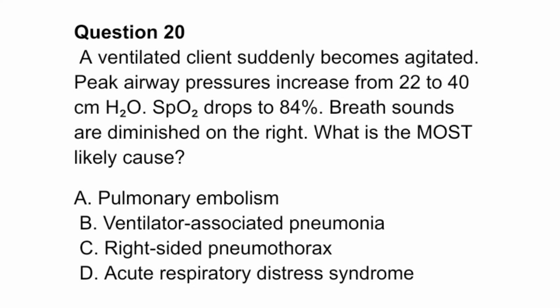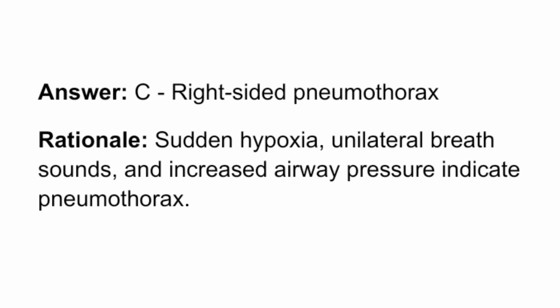Question 22. A ventilated client suddenly becomes agitated. Peak airway pressures increase from 22 to 40 centimeters of H2O. SpO2 drops to 84%. Breath sounds are diminished on the right. What is the most likely cause? A. Pulmonary embolism. B. Ventilator-associated pneumonia. C. Right-sided pneumothorax. D. Acute respiratory distress syndrome. Answer: C. Rationale: sudden hypoxia, unilateral breath sounds, and increased airway pressure indicate pneumothorax.